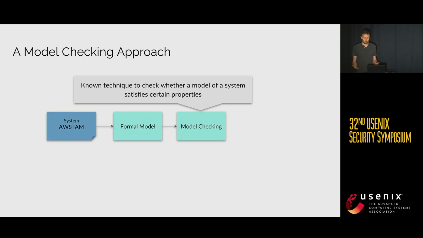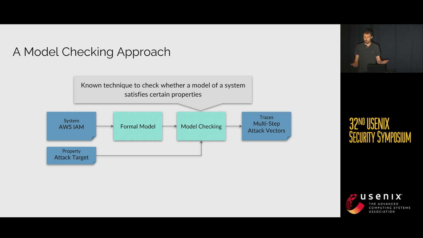So we need to formally model a system. In our case, the system is AWS Identity and Access Management from the point of view of an attacker. We also need to define a property to check. In our case, this is the attack target, the ultimate goal for the attacker. For example, reading a bucket, getting administrator privileges, and so on. Then we run model checking, and we can get traces leading to a violation or a satisfaction of a property. And our traces are the multi-step attack vectors.